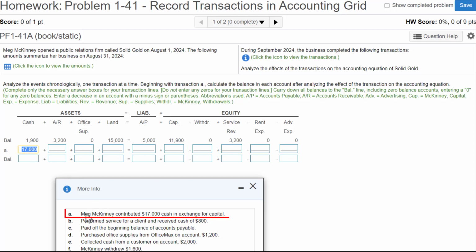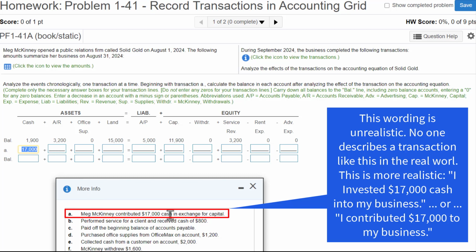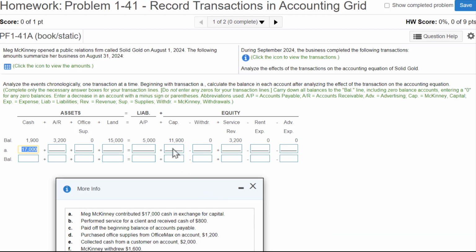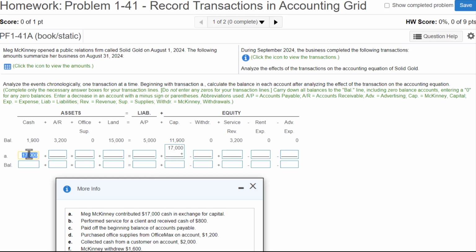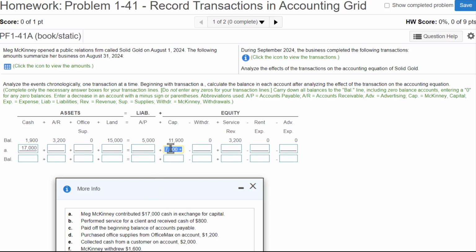All right. So it says Meg McKinney contributed $17,000 cash in exchange for capital. I don't like this wording, in exchange for capital. This is an owner investment, also called an owner contribution. So what is the other account that's affected when the owner invests in the company? Well, this person's capital, I guess it's Meg, her capital is going to go up. So I'm going to just copy and paste the 17,000. Oops, that didn't work out. What the heck? Oh, wow. Okay, 17,000. There we go.